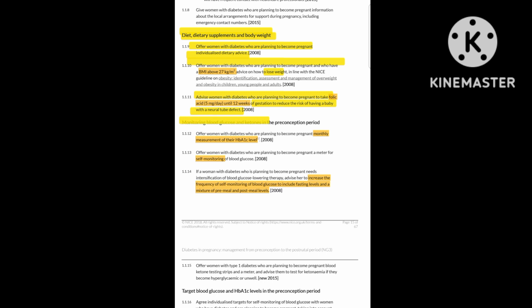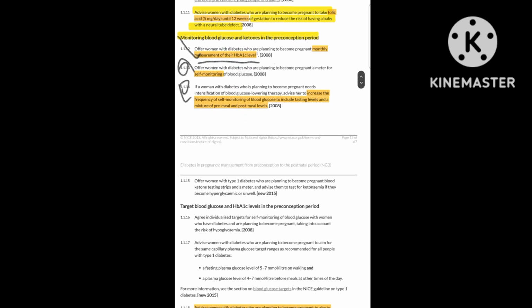Monitoring blood glucose and ketones in the preconception period. Offer women with diabetes who are planning to become pregnant monthly measurement of the HbA1c level. Offer women with diabetes who are planning to become pregnant a meter for self-monitoring. And if a woman with diabetes who is planning to become pregnant needs intensification of blood glucose lowering therapy, advise her to increase the frequency of self-monitoring of blood glucose to include fasting levels and a mixture of pre and post meal levels.